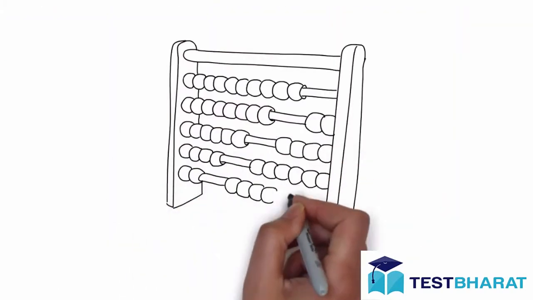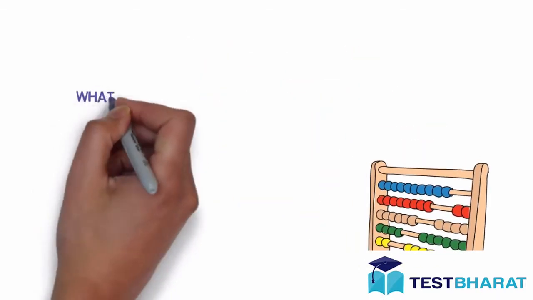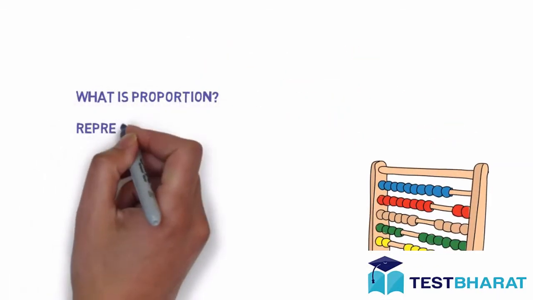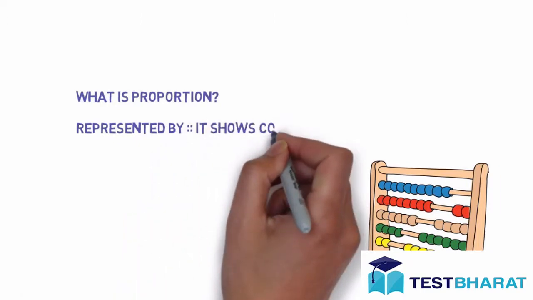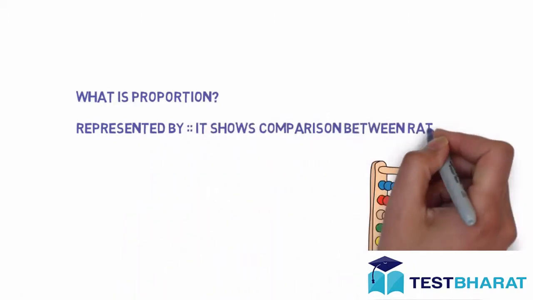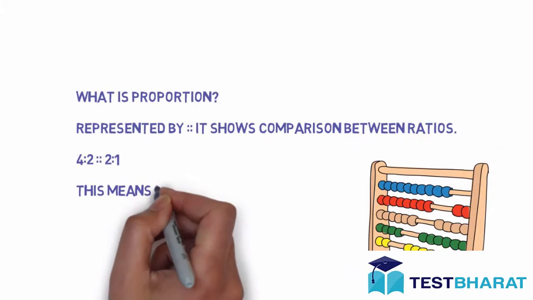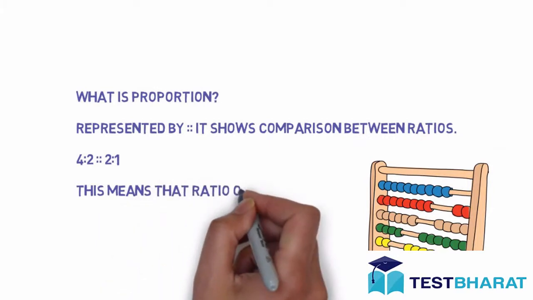What is proportion? Proportion represents the comparison between two ratios. Like here, 4:2 is the same as saying 2:1.